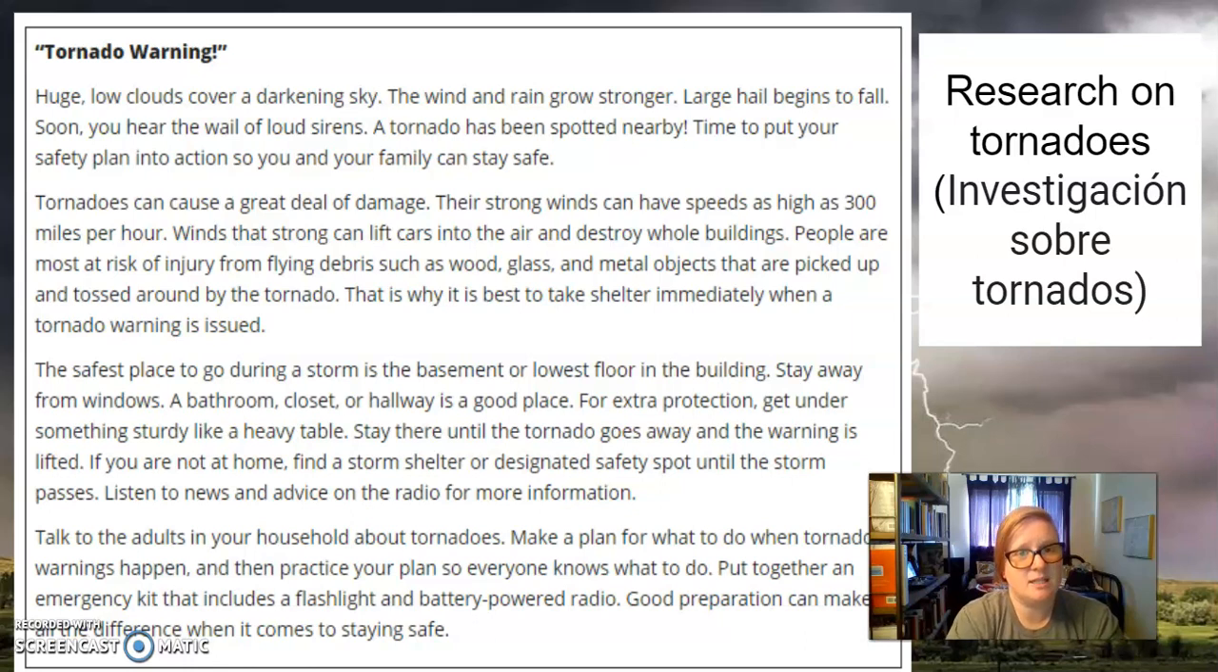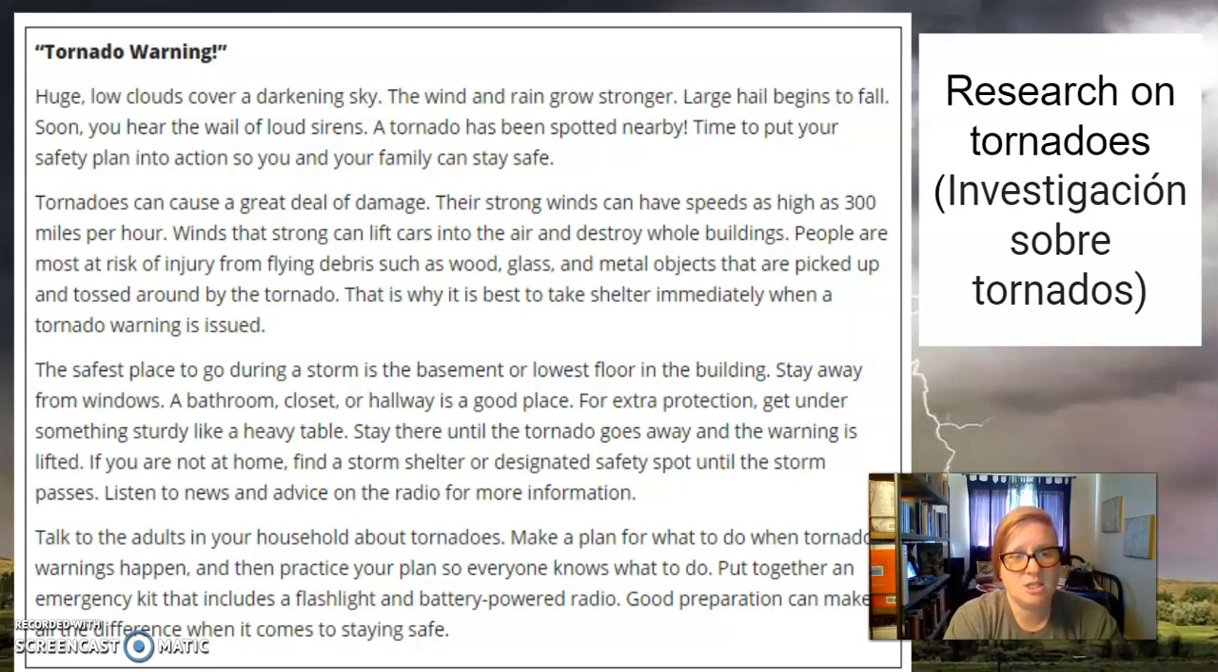Tornadoes can cause a great deal of damage. Their strong winds can have speeds as high as 300 miles per hour. Winds that strong can lift cars into the air and destroy whole buildings. People are most at risk of injury from flying debris such as wood, glass, and metal objects that are picked up and tossed around by the tornado. This is why it is best to take shelter immediately when a tornado warning is issued.